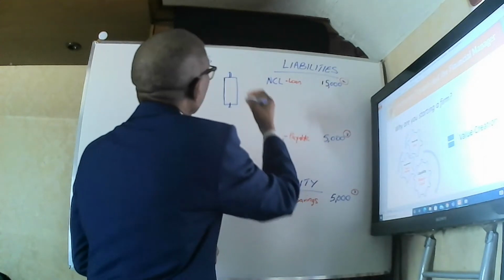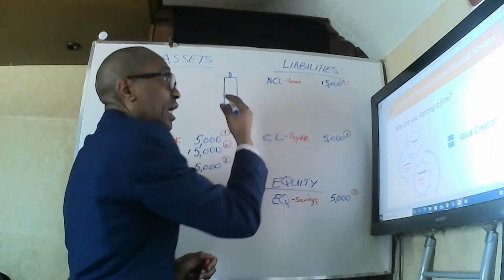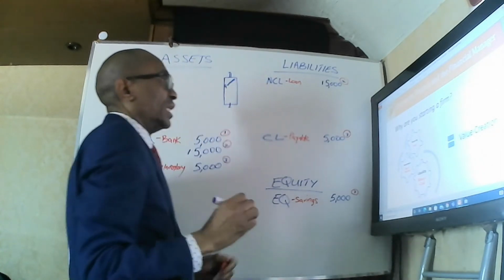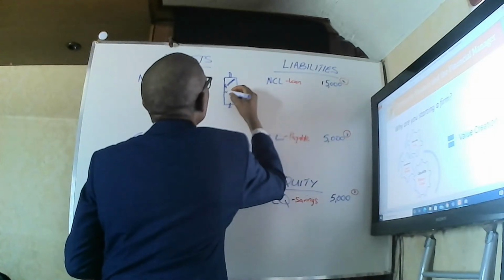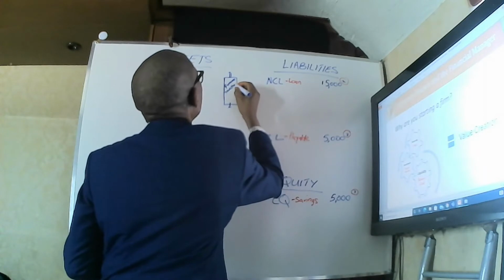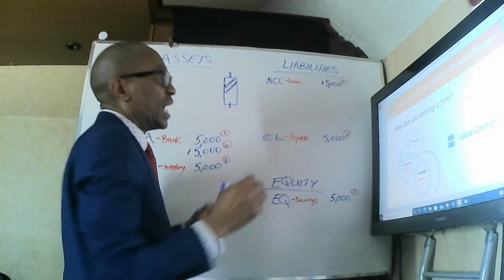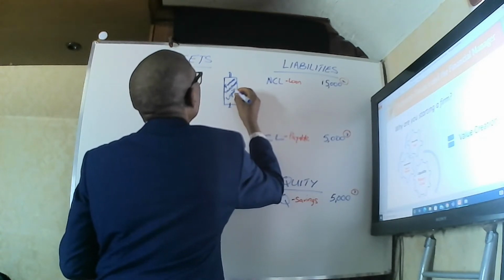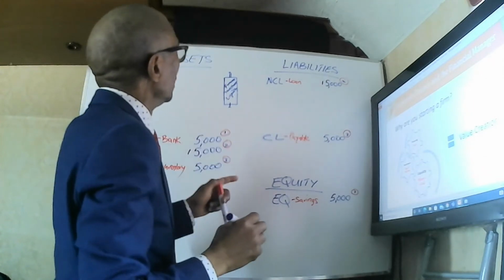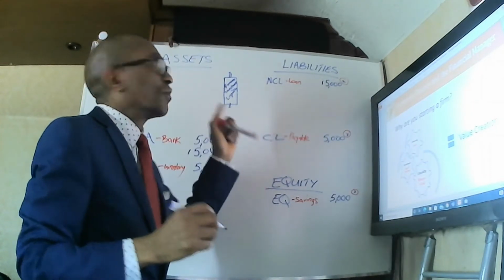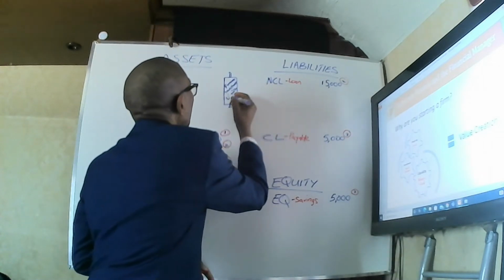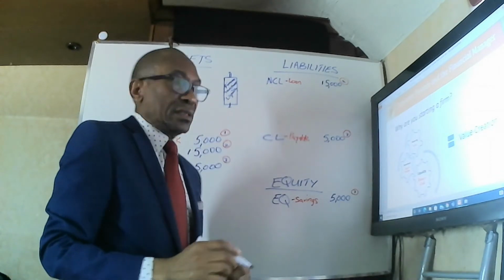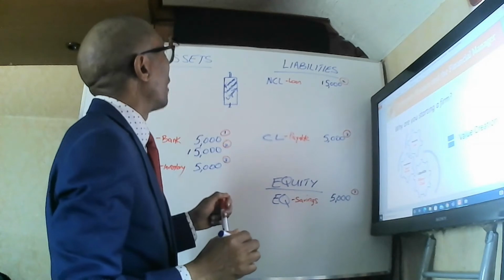Inside this cylinder, I have my finance. Inside the cylinder, I have my investment. Inside the cylinder, I have my liquidity. So my financing, investment, and liquidity are all inside this cylinder. So to add value, something has to happen.